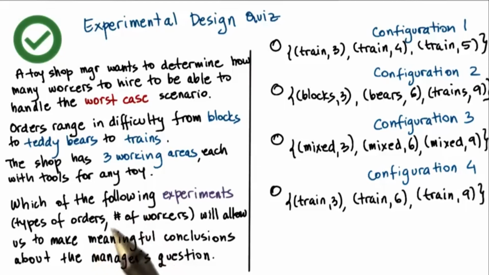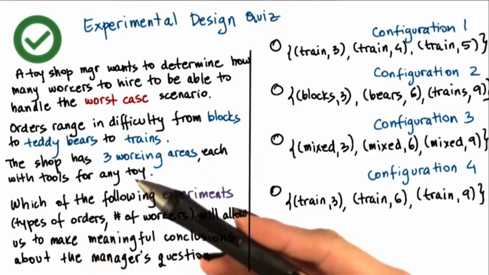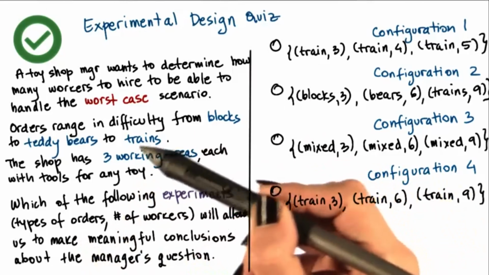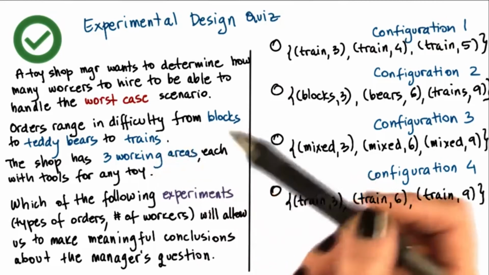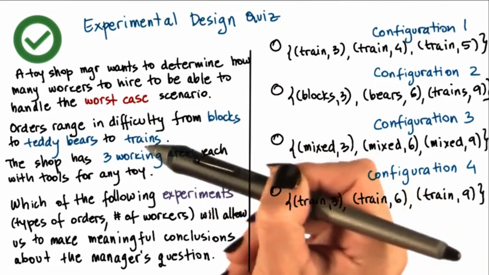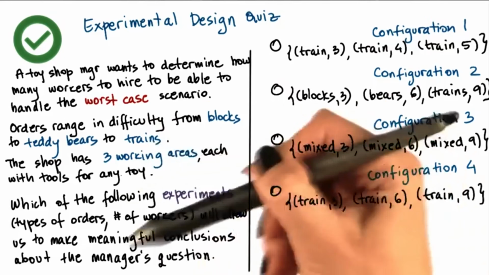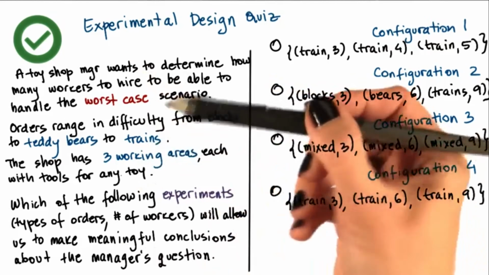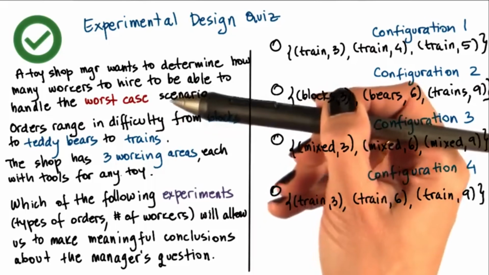Let's quickly talk about what the toy shop manager should want to evaluate. It should be something like this. Given that the most complex case of toy orders includes trains, we should have in each of the trials a set of orders that are really for trains.